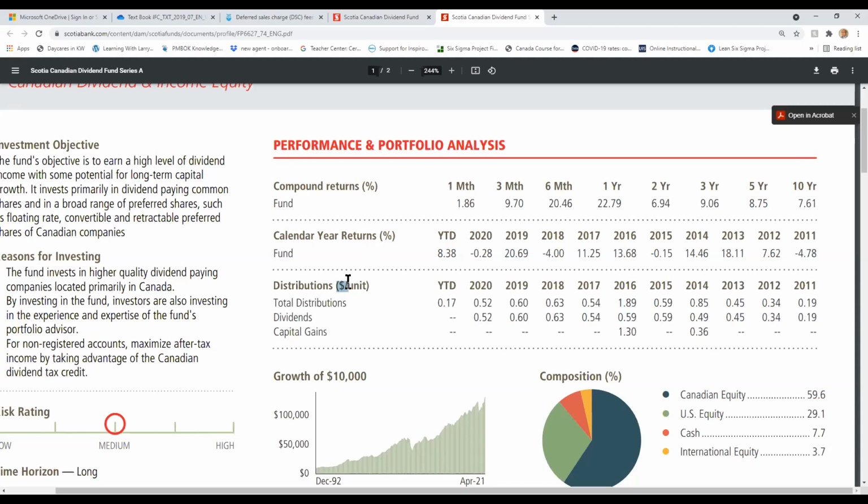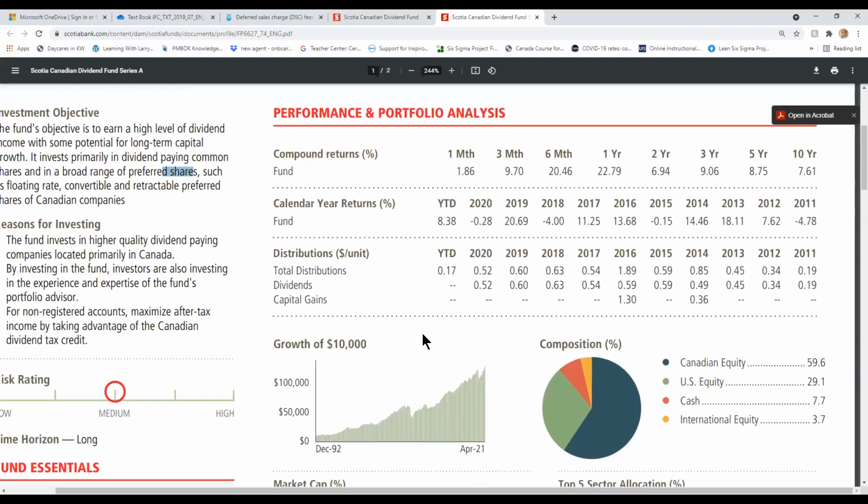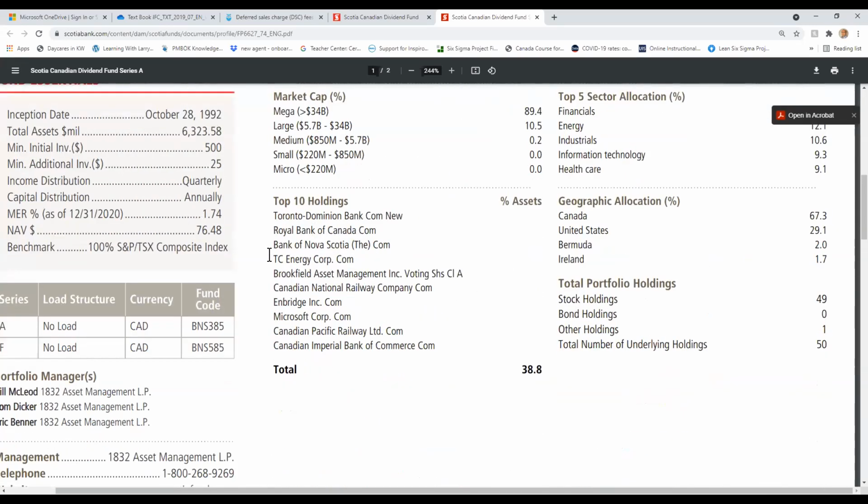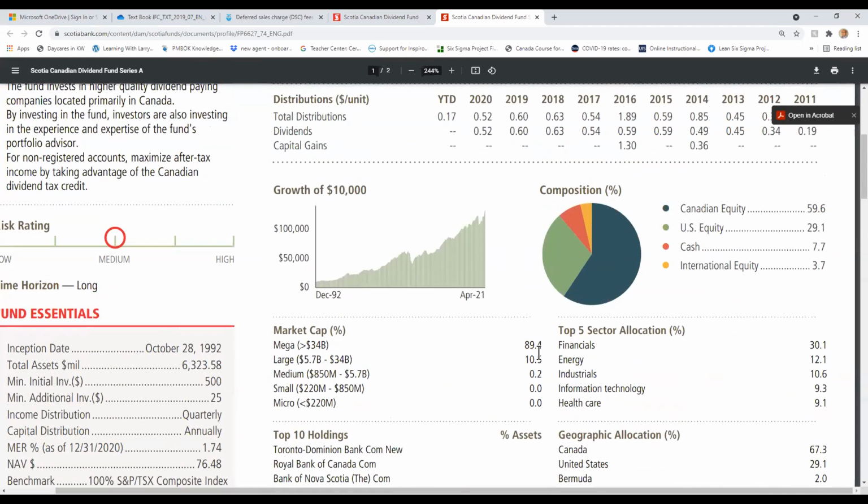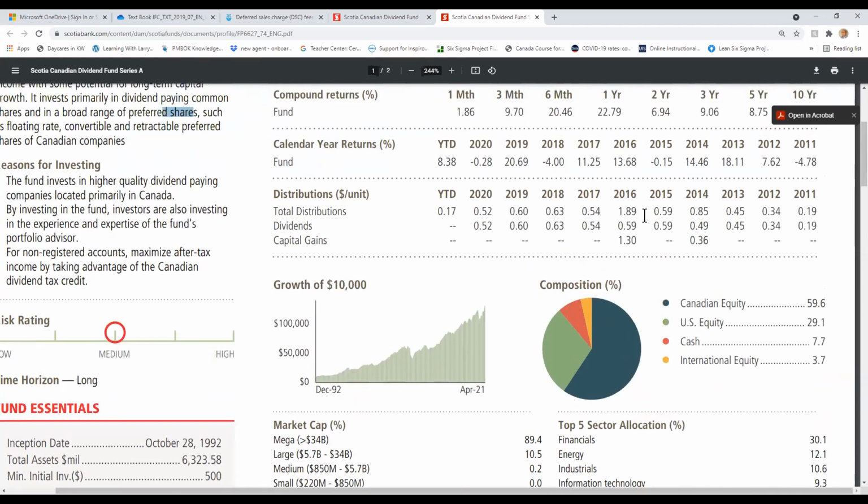So $1.89, what is this? This is per unit. Depending on how many units you have, you will get a check for the distribution. Now that $1.89 is going to comprise two things. Number one, there's dividend income and there's capital gains income. The dividends are from why? Because this is an equity mutual fund. It's invested in shares, right? It's invested in TD Bank shares, Royal Bank shares, Scotiabank shares. So the dividends are going to be issued.